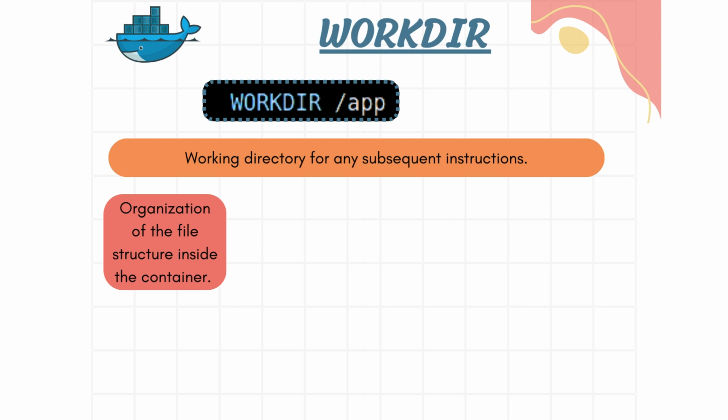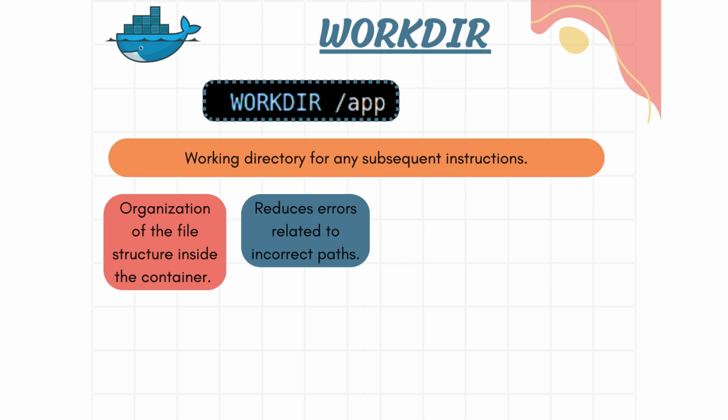By setting a specific working directory, we ensure that all our application files and dependencies are stored in a designated location, making the container's file system more organized and easier to navigate. It also makes your Dockerfile more consistent and less error-prone. Instead of specifying absolute paths in every instruction, you can use relative paths, which makes the Dockerfile cleaner and easier to maintain. If the specified directory doesn't exist, Docker will automatically create it for you. This means you don't need an extra step to create the directory, simplifying your Dockerfile.